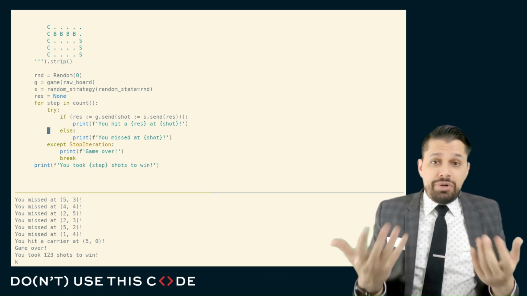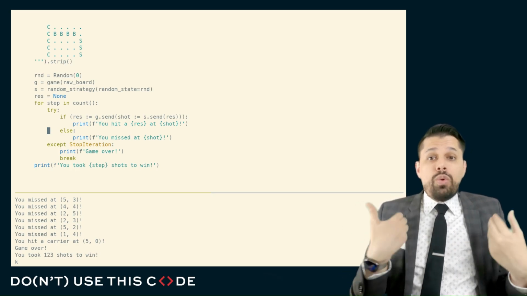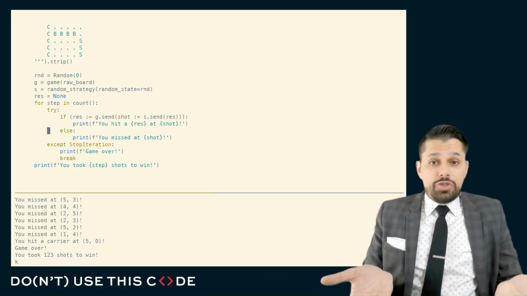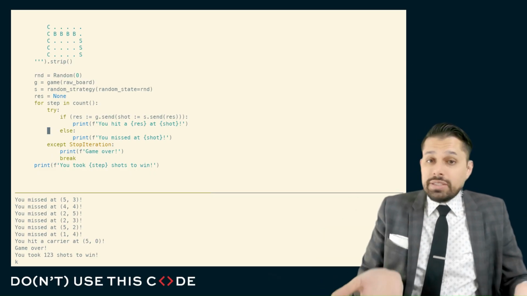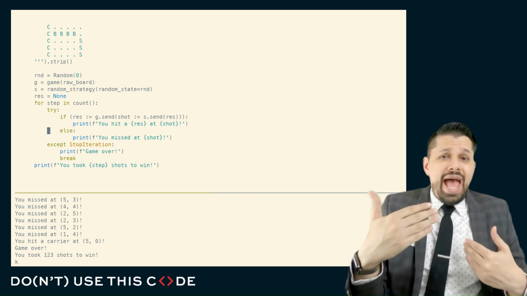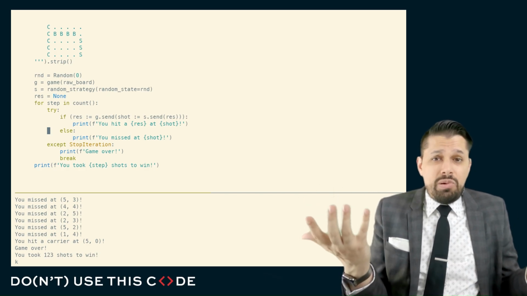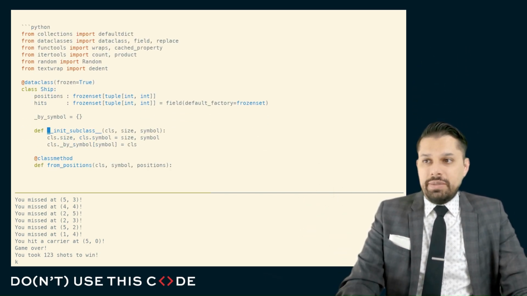Here, the interface is very simple. You pass one thing in, you get one thing out. You tell the strategy what the consequence of the last action is, and it tells you what it wants to do next. I don't need a fully fledged class. I could just use a generator coroutine, and I could make this much simpler.